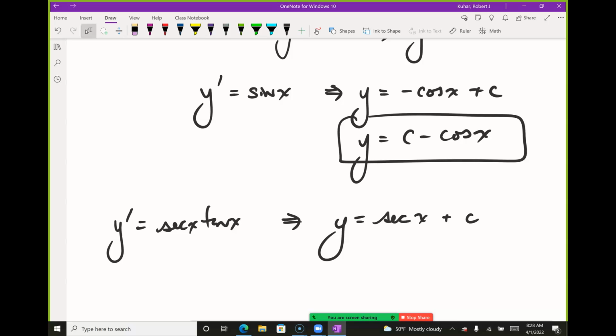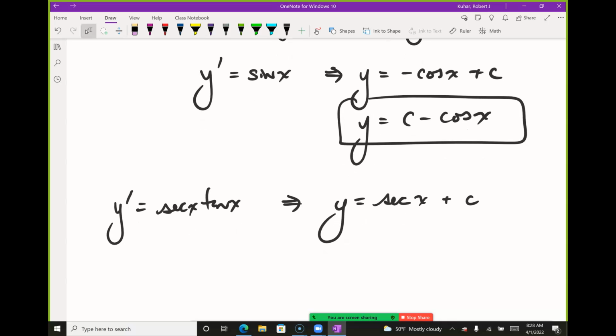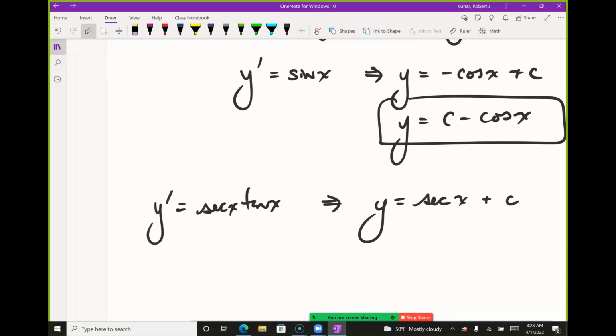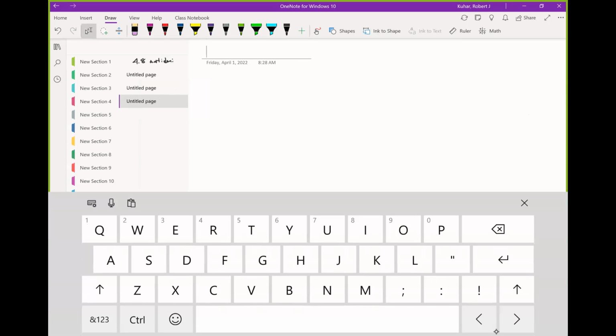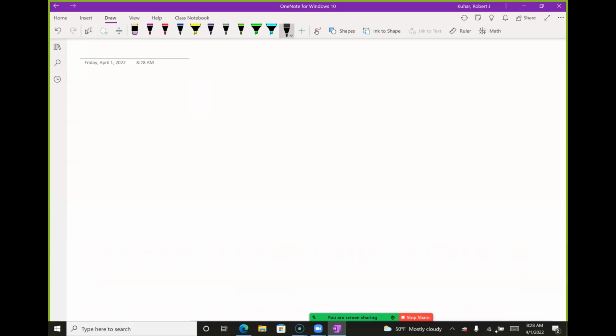4, 8, 12, 15. They get tricky, okay? And there's a couple of tricks that we need to think about. Before I get to the tricky ones, let's do a couple more real simple ones.